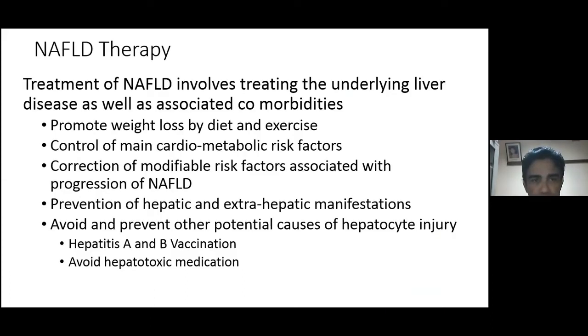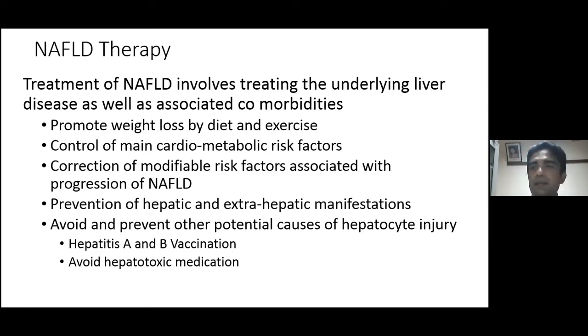So NAFLD therapy. Treatment of NAFLD involves treating the underlying liver disease as well as associated comorbidities. As most of you would have seen, non-alcoholic fatty liver disease does not exist on its own. Most of the time it is associated with other comorbidities. So: promote weight loss by diet and exercise, control of main cardiometabolic risk factors, correction of modifiable risk factors associated with progression of NAFLD, prevention of hepatic and extrahepatic manifestations, and avoid and prevent other potential causes of hepatocyte injury. In our setting, the commonest cause is hepatitis A, and we don't have hepatitis B that much.